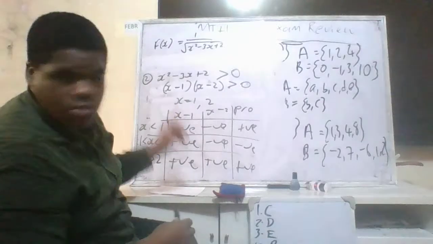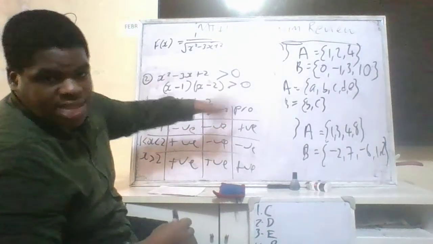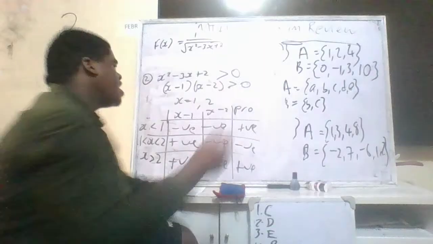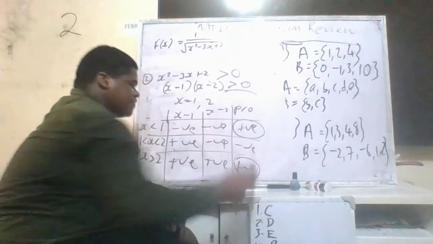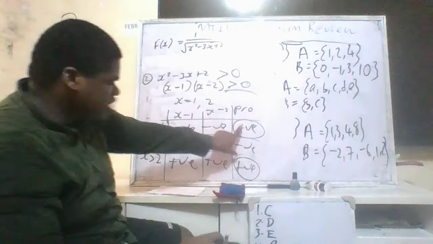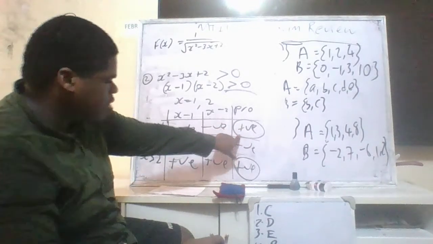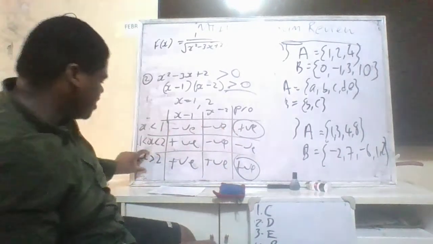But in this case, last time we were solving for less than 0. This time we're solving for greater than 0. And when something is greater than 0, it is positive. So these are the two cases that we're looking for: when x is less than 1 and when x is greater than 2.